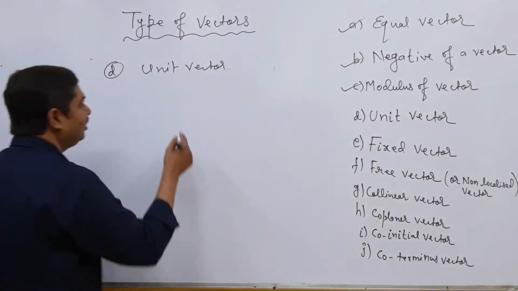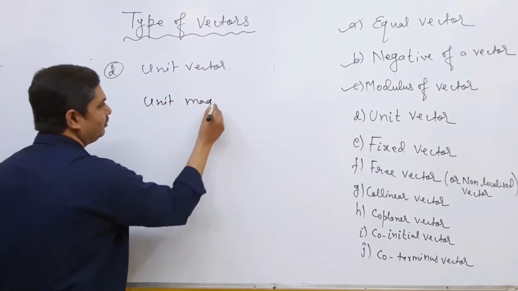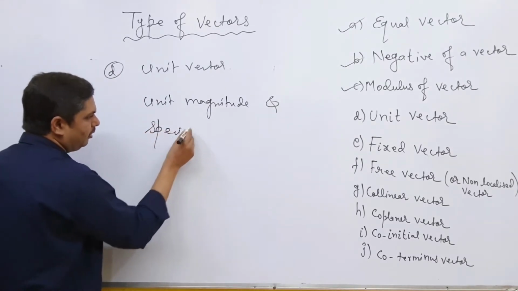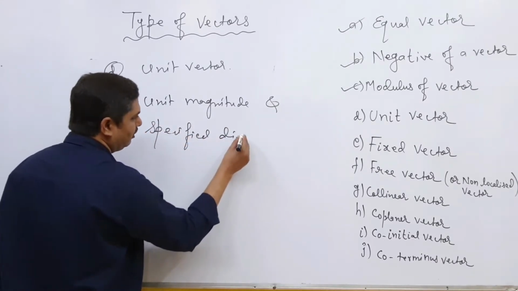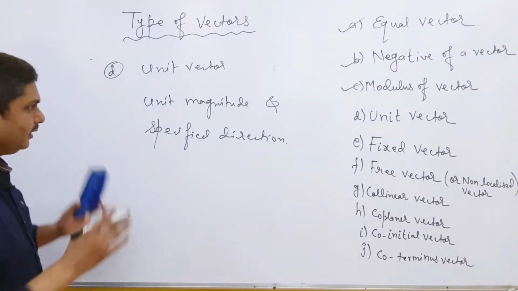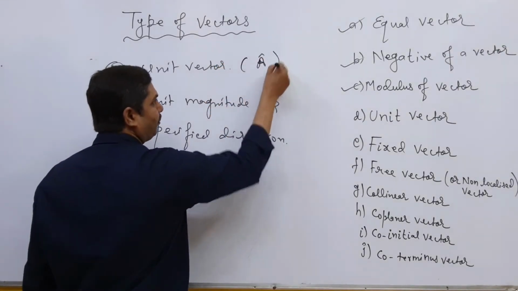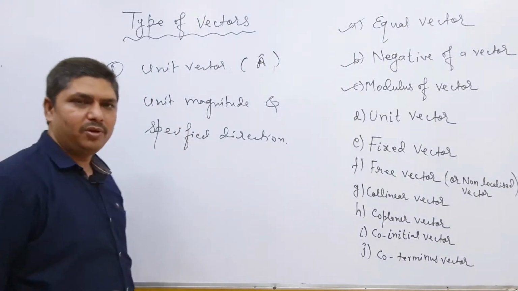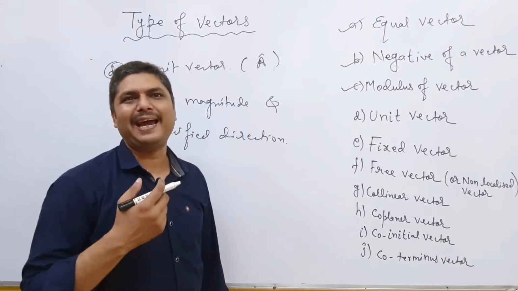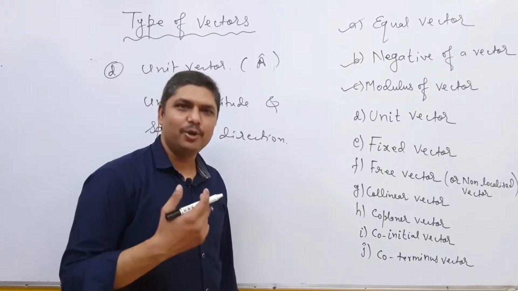A unit vector means you have unit magnitude and a specified direction. This is said to be unit vector. This can be written as vector A cap. Vector A cap is said to be unit vector. This is said to be A cap or A hat or A caret. And we generally use A cap. The A cap is a unit vector.